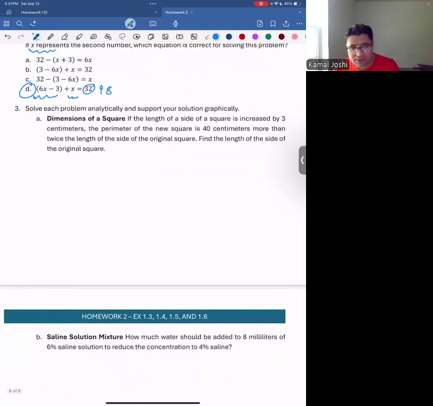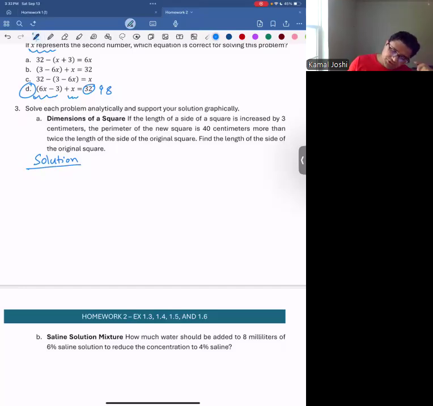All right. So let's look at the next problem. Solve each problem analytically and support your answer graphically. Okay. So we need to solve this problem. Dimensions of a square. If the length of the side of a square is increased by 3 centimeters, the perimeter of the new square is 40 centimeters more. This is similar to one problem from our class. So I'm going to go ahead and do it quickly.